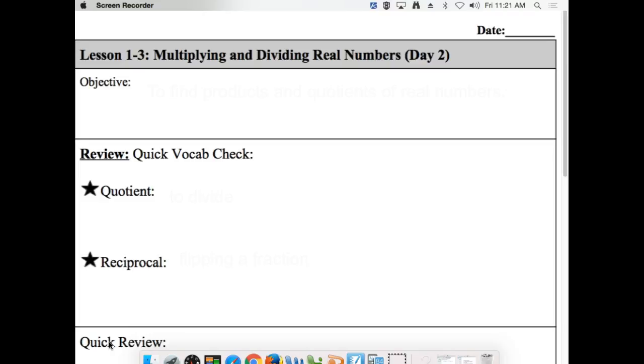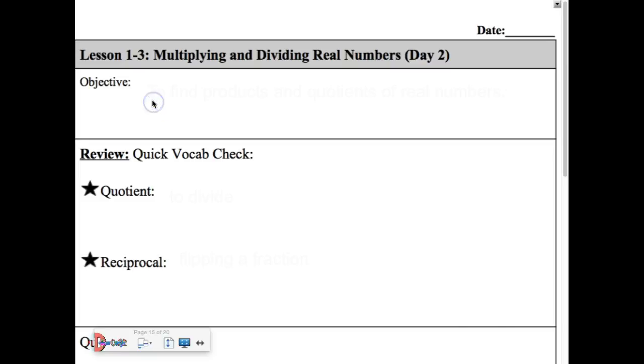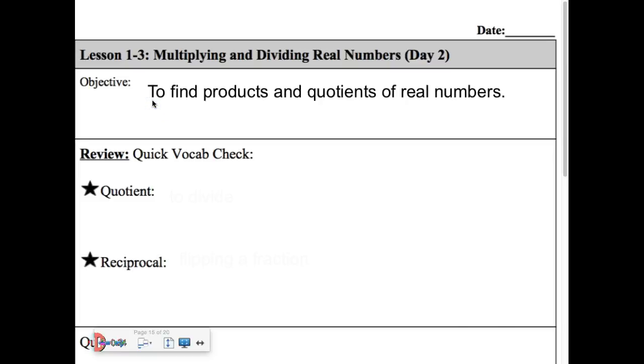1-3, day 2. Yesterday in 1-3, day 1, we were multiplying. Today we are going to be dividing. So like always, at the very top of your paper, if you could please write today's objective. We are going to find products and quotients of real numbers.